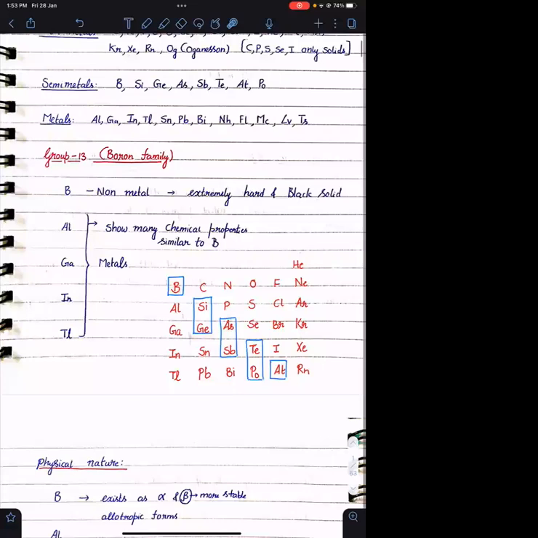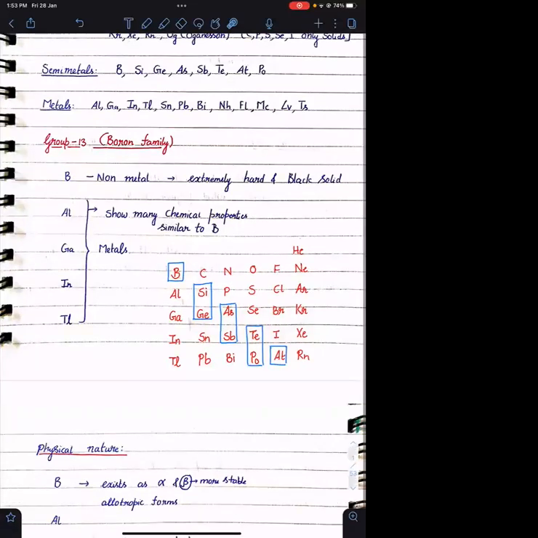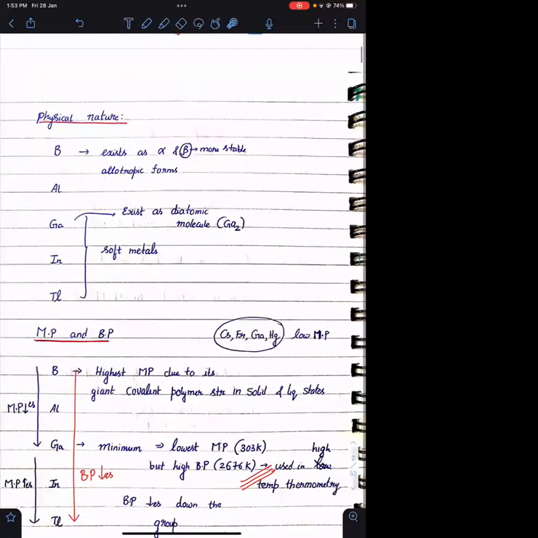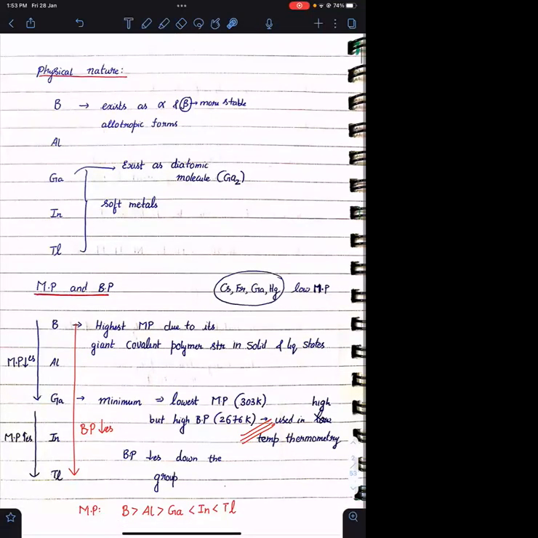Okay, then we have seen some general properties. Boron is considered more non-metallic, even though it is a semi-metal. It is considered more non-metallic when compared to metallic. Rest all of them are metals. In the boron family, boron has more non-metallic nature, and the rest all have metallic nature. In physical nature, boron has two allotropic forms, alpha and beta, beta being more stable. Down the group, the metallic bond strength decreases. As a result, softness increases.